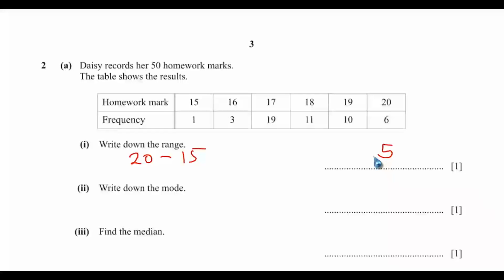Write down the mode. The mode is the highest occurrence. So 17 appears 19 times, therefore 17 is the mode. Roman figure 3, find the median.